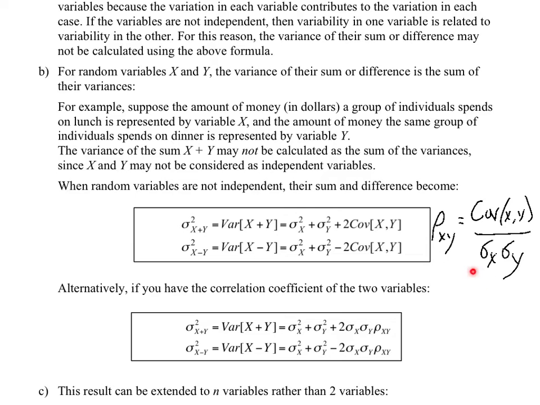Rewriting this by solving, or isolating, for the covariance, gives that, and this is your substitution, where sigma x, sigma y times correlation, so this 2 standard deviations times correlation is equal to the covariance, and this is the substitution here.